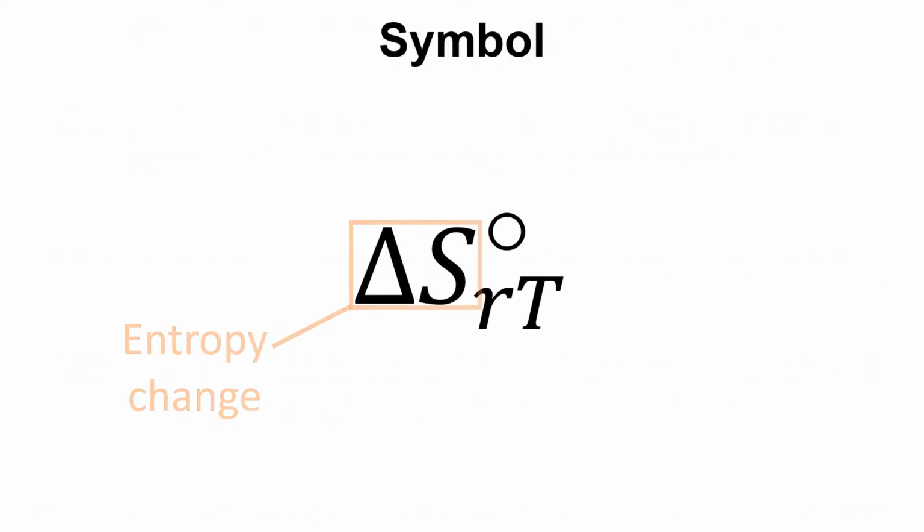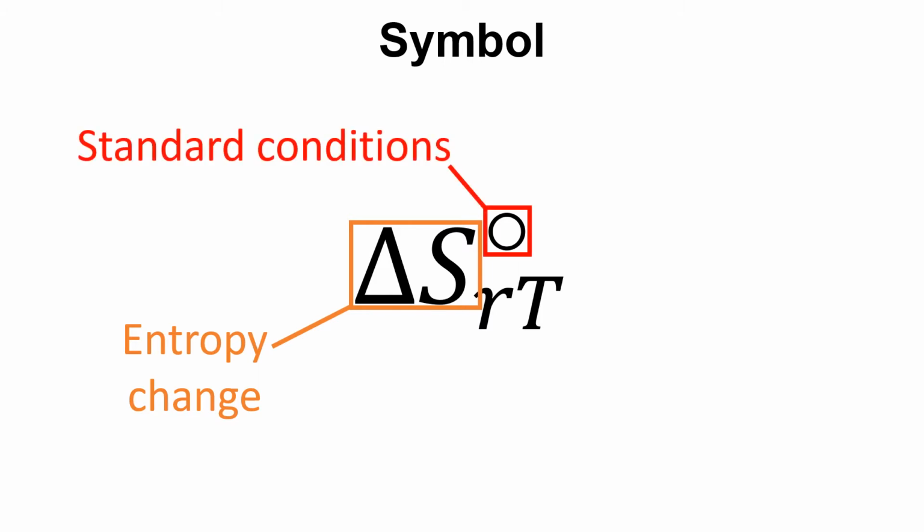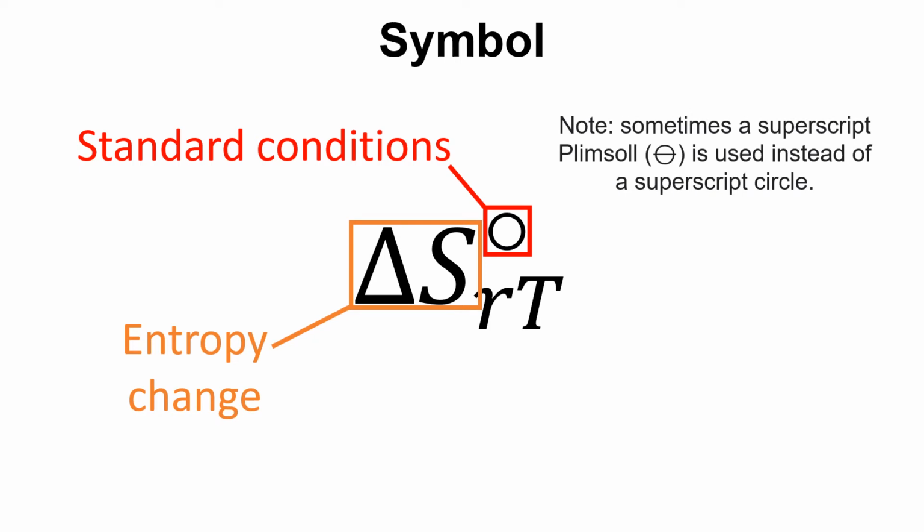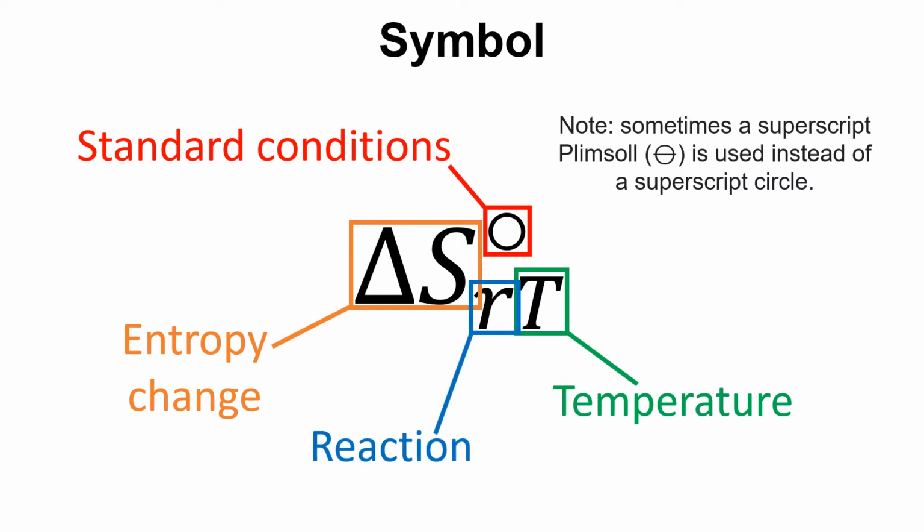In terms of the symbol, we have delta S to represent entropy change, superscript circle to represent standard conditions, although sometimes a superscript plimsoll is used, subscript T for the temperature at which this reaction is occurring, and subscript R to denote that this is for a reaction.